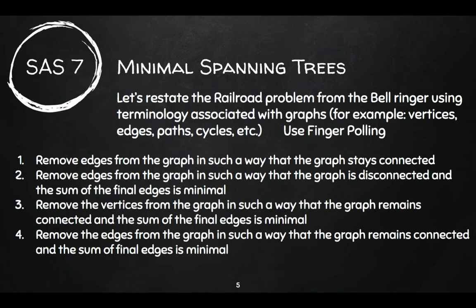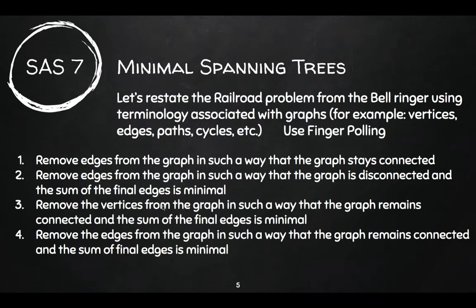Let's look at number 1, see if that works. Remove edges from the graph in such a way that the graph stays connected. Remember that a tree is something that's connected. 2, remove edges from the graph in such a way that the graph is disconnected and the sum of the final edges is minimal. That's not going to work because it says disconnected, and that tells you right away we can eliminate that because a tree is connected. We do like the part about the sum of the final edges being minimal. That would be a minimal span.